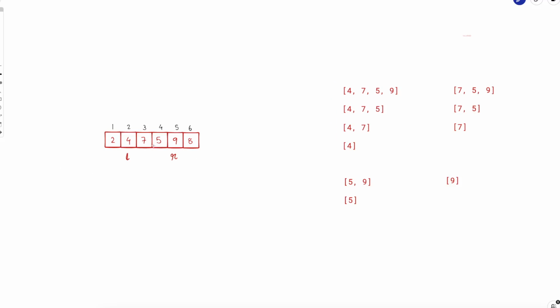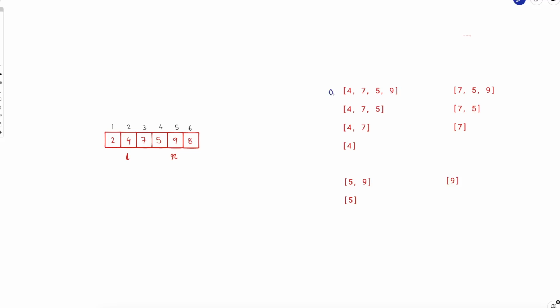And then you will figure out all the subarrays starting at 7, so 7 5 9, 7 5, and 7, and then all the subarrays starting at 5, which is 5 9 and 5, and finally all the subarrays starting at 9, which is 9. So for all of these subarrays, you will figure out the XOR score for each of them and then find which one has the maximum XOR score.